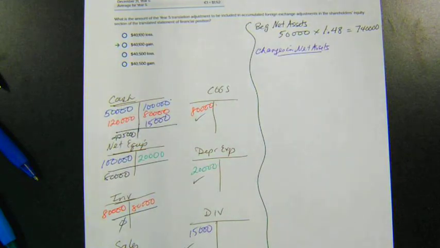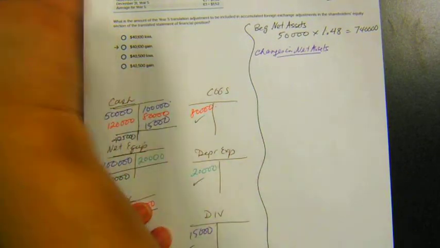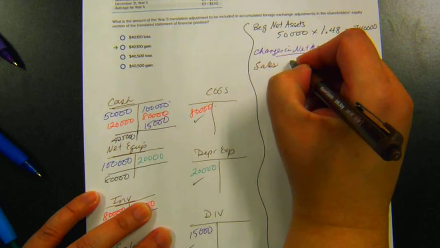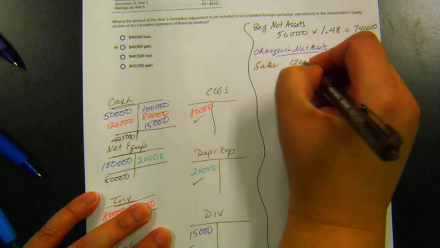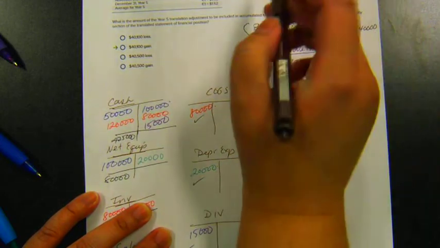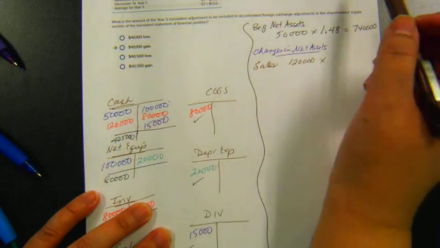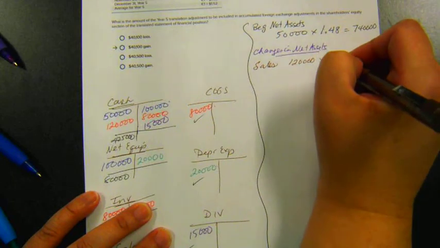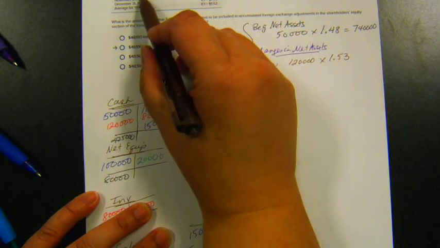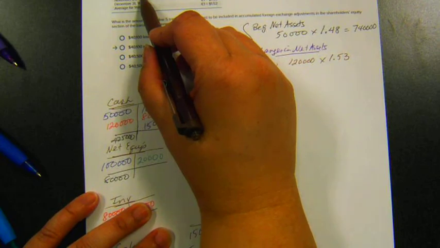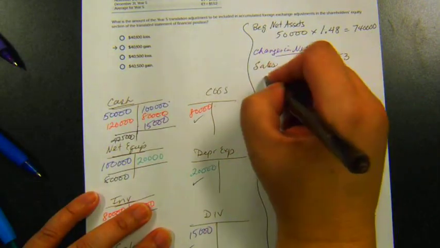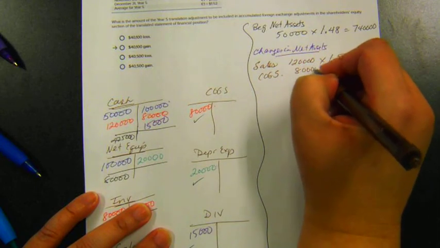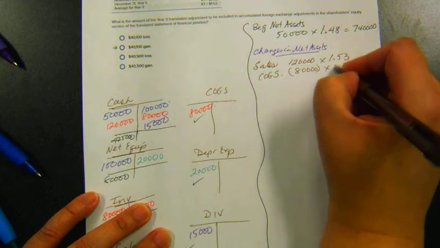We don't care about what kind. So we've got sales of 120,000. It happened on some date that I cannot read. I'm sorry, and I want to get this done for you. But it should be times 1. May 29th, we made the sale. We also recorded cost of goods sold on the same date. So 80,000, and it's negative because it's an expense, times 1.53.